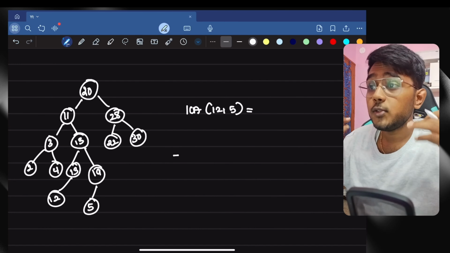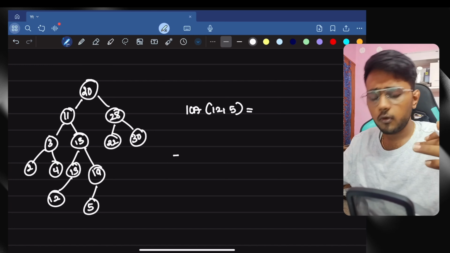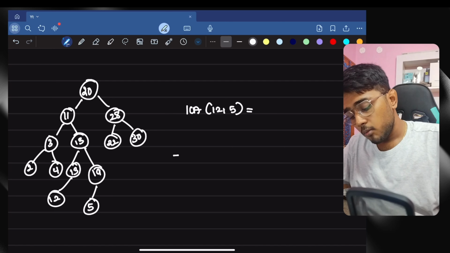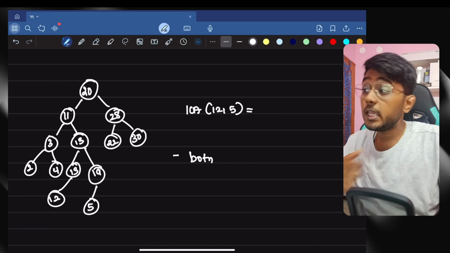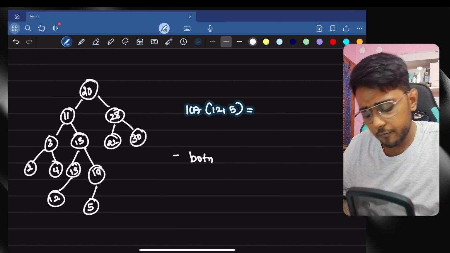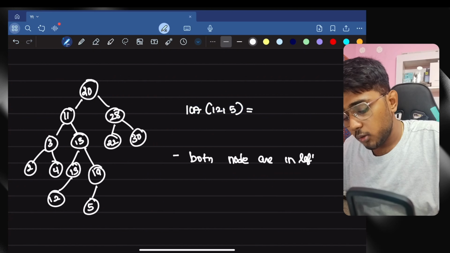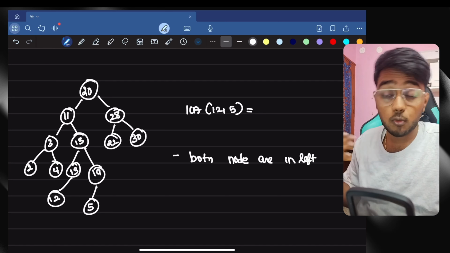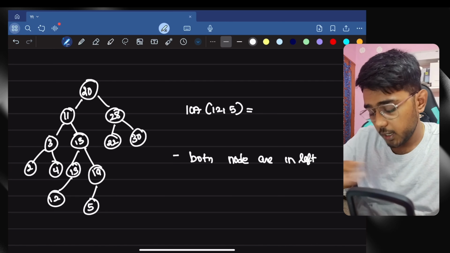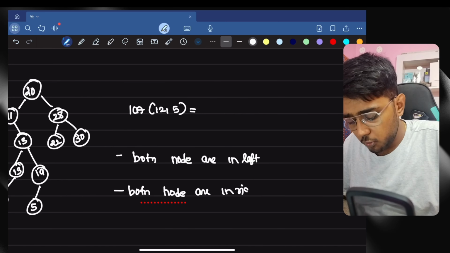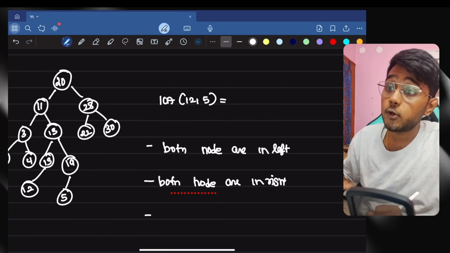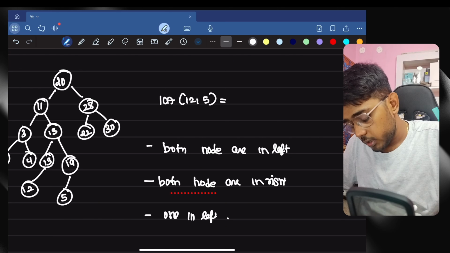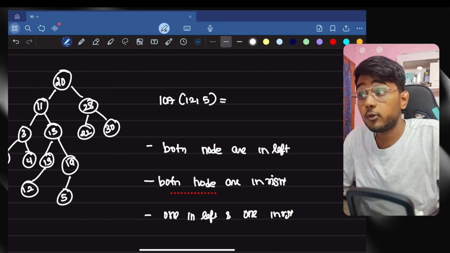Now tell me, guys, what could be the possibilities if I'm looking for 2 nodes in a tree? The first possibility is that both the nodes, I mean both P and Q, are going to be on the left side. So both the nodes are in the left. Now what is the second possibility? Both the nodes could be on the right side as well, right? Let me write it down. Now what is the next possibility, guys? Tell me. It could be one on the left as well as one on the right. So one in the left and one in the right. That could be one possibility, right?